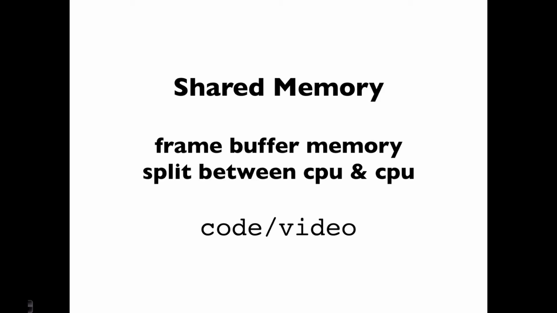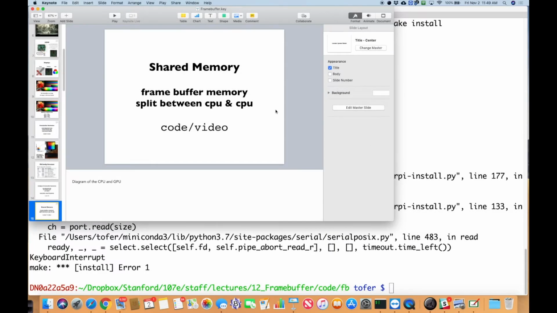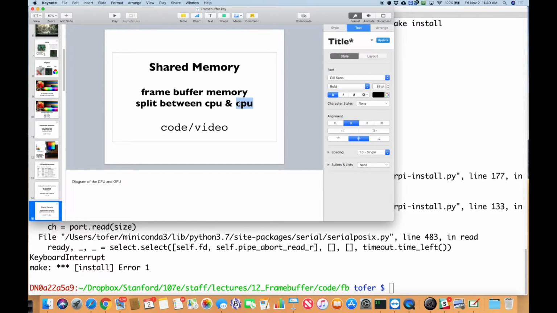All right. So I showed this one actually. There's shared memory, as it turns out, between the frame buffer and between the CPU and the, I should say, GPU, not CPU and CPU. Let me change that right now. CPU and GPU. There we go. Not GNU.